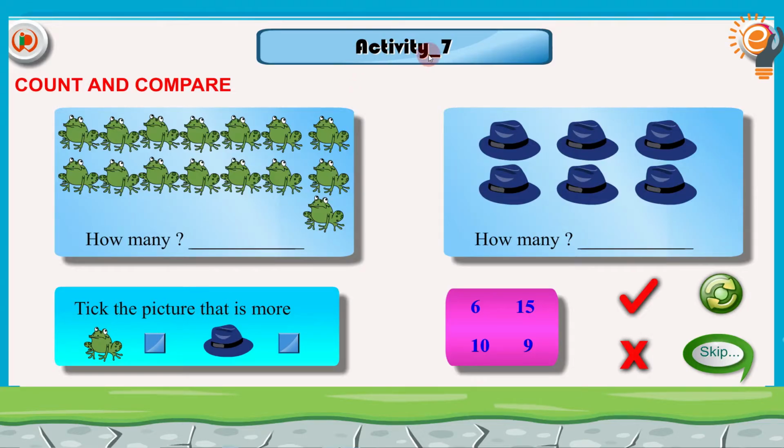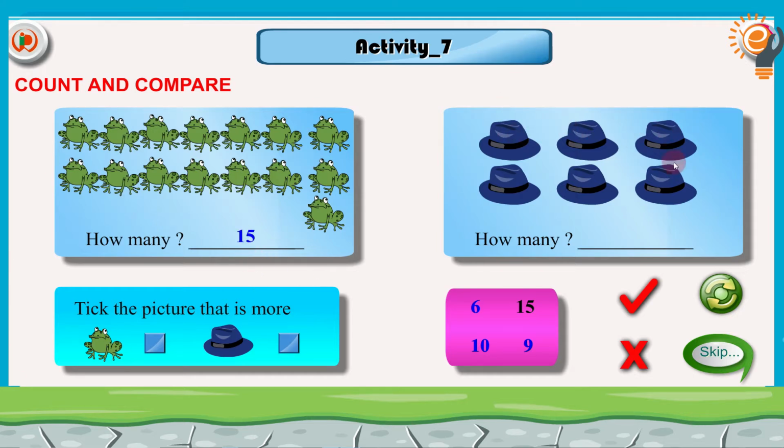Now activity 7. Count and compare. Here we have frogs and here we have hats. First we will count them. 1, 2, 3, 4, 5, 6, 7, 8, 9, 10, 11, 12, 13, 14, 15. So there are 15 frogs here. We will write here number 15.